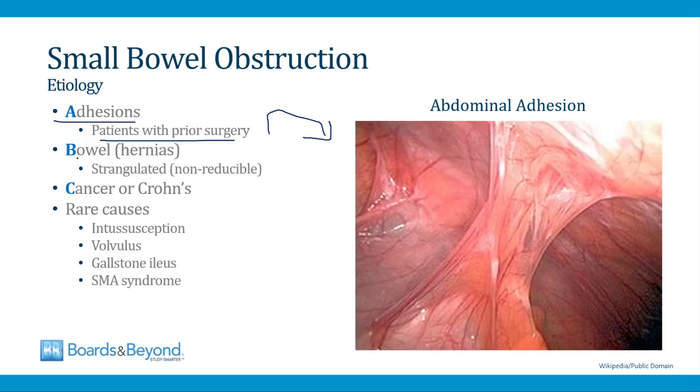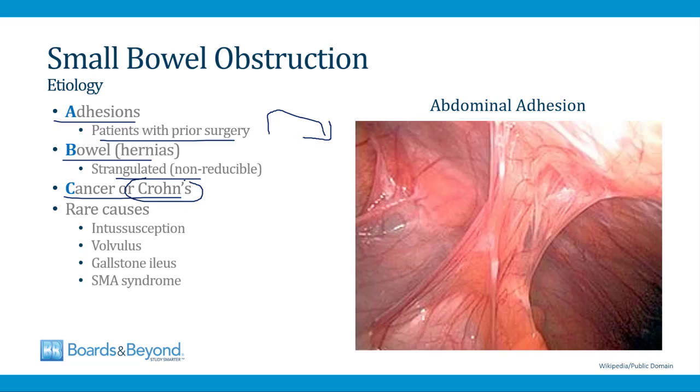The B in ABCs is for bowel, referring to a hernia. So strangulated, non-reducible hernias, which are made up of small bowel, can become an area of obstruction. And then finally, the C is for cancer or Crohn's, which are also causes of small bowel obstruction.